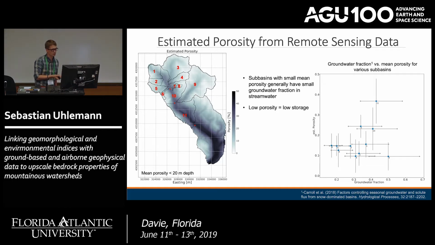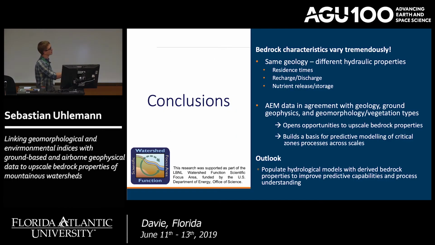So this brings me to conclusions. What we saw is that the bedrock characteristic, even though everything is mapped as the same geology, varies tremendously. So we have the same geology, but clearly different hydraulic properties. This means that we get different residence times, different recharge and discharge, and different nutrient release and storage. What we also saw is that the airborne data is in good agreement with geology and ground geophysics, but also with the geomorphology and the vegetation types.